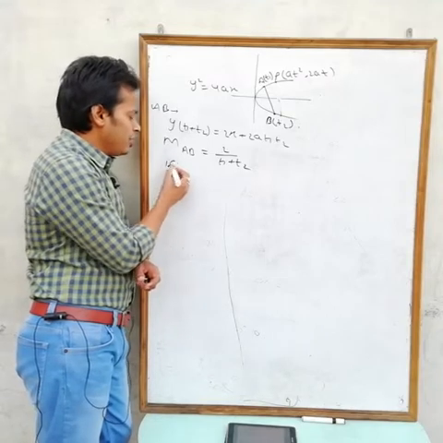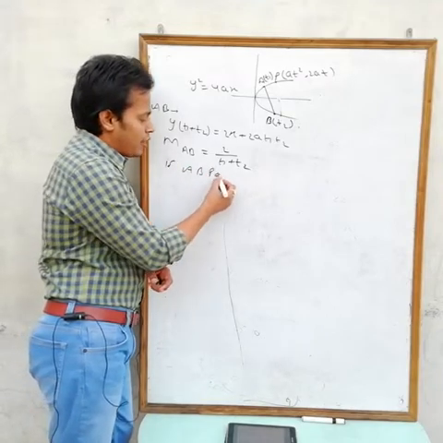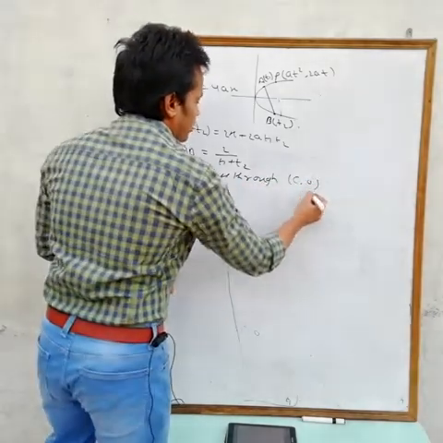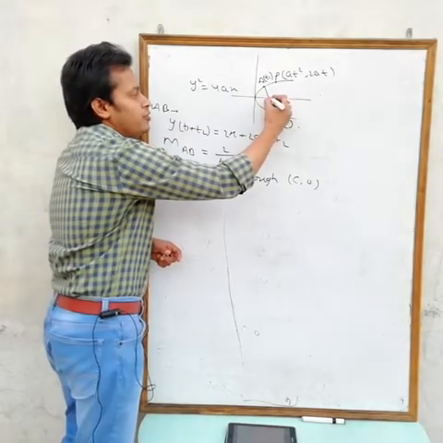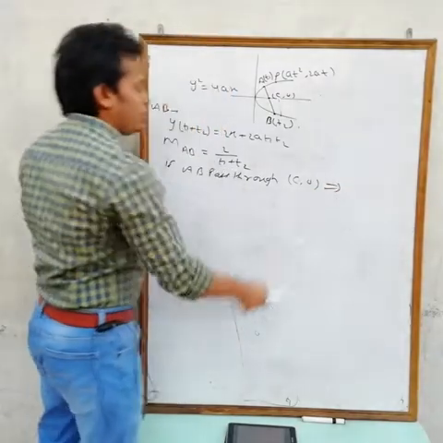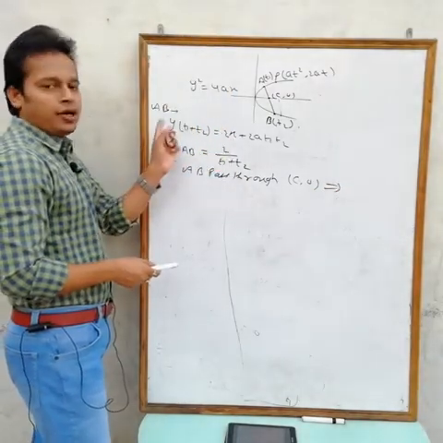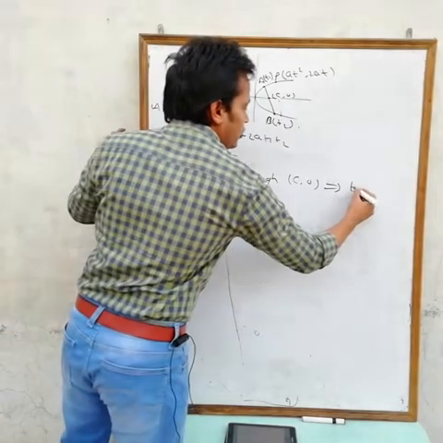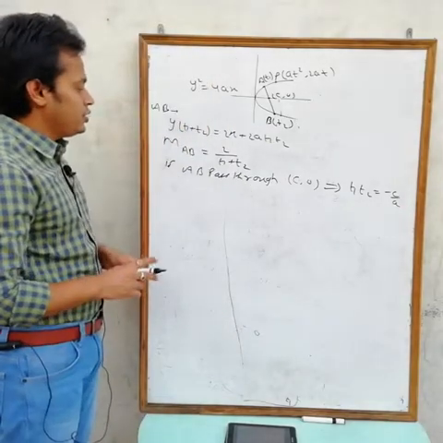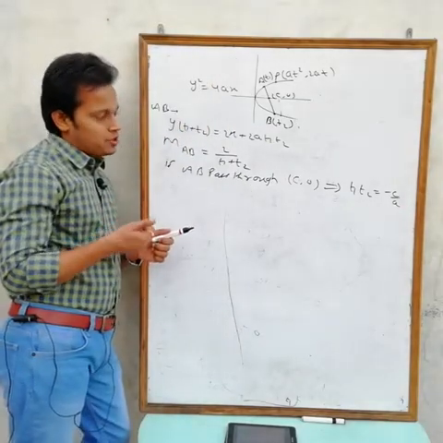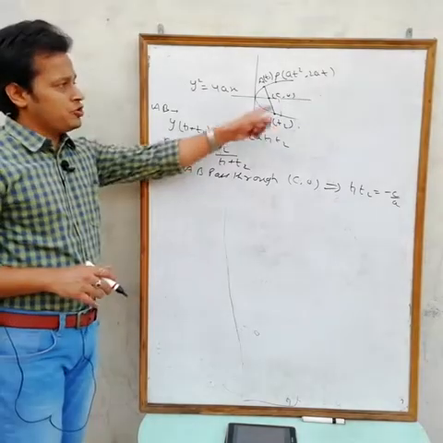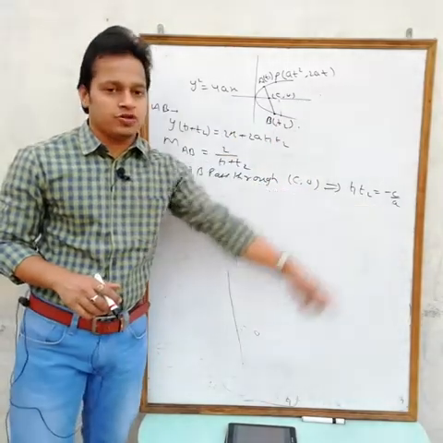And also, if this AB passes through C comma 0, any point on the x axis, then the condition for this is, if you put C for x and 0 for y, you will get t1 t2 equals to minus C by a. This is the condition such that the line joining AB passes through a fixed point C comma 0. So if a line joining AB passes through a fixed point C comma 0, the condition is t1 t2 equals to minus C by a.